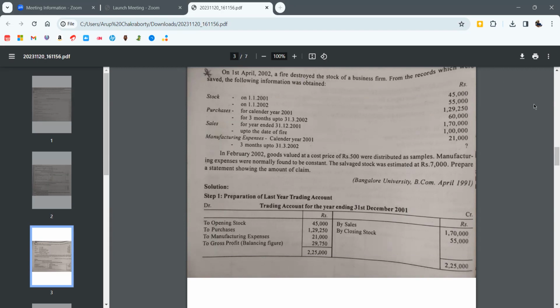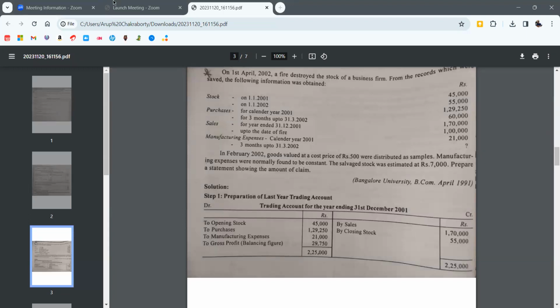Today, we are going to discuss one problem coming under insurance claims. When we are running different kinds of business, sometimes we can see different kinds of accidents in our business. In that case, how can you claim the insurance, and what is the procedure for that?